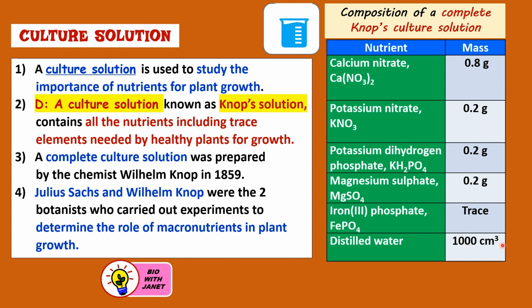Okay, so notice here that the various nutrients provide the macronutrients for the plants. Calcium nitrate provides calcium ions and nitrogen, okay, to the plants. Potassium nitrate supplies the potassium ion, okay, as the macronutrient. Potassium dihydrogen phosphate supplies potassium and phosphorus. Magnesium sulfate supplies magnesium and sulfur. Iron phosphate supplies iron and phosphorus to the plant.